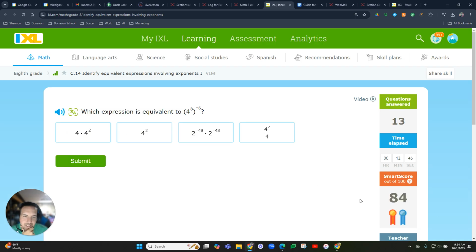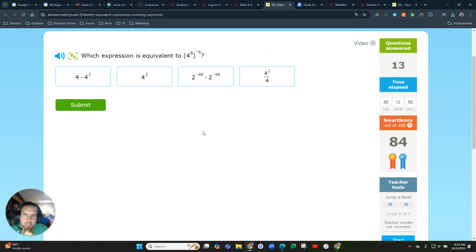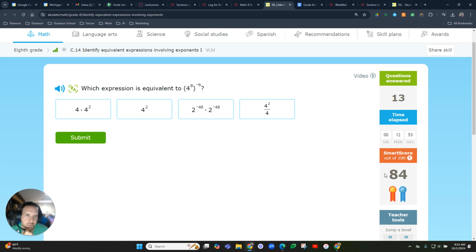And we're already way past 70, but we're going to do one more just to give you guys a few more examples. So again, you only have to go to a smart score of 70 to get full credit. All right, so for this one, we would multiply the exponents because it's power of a power rule. And 8 times negative 6 is 4 to the negative 48th.